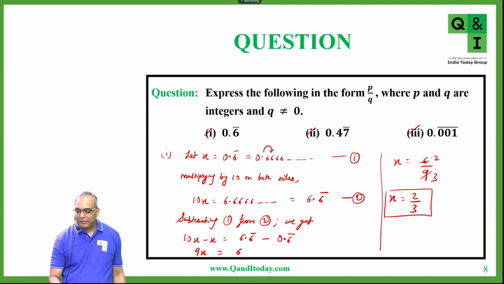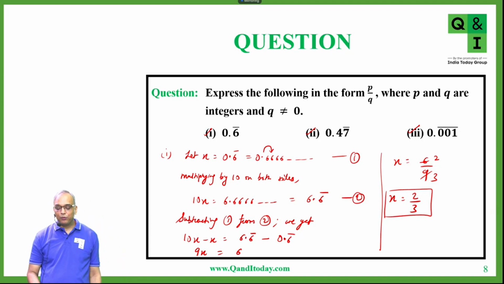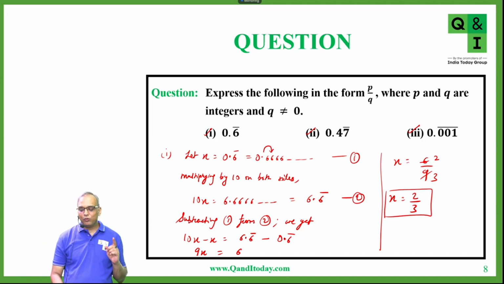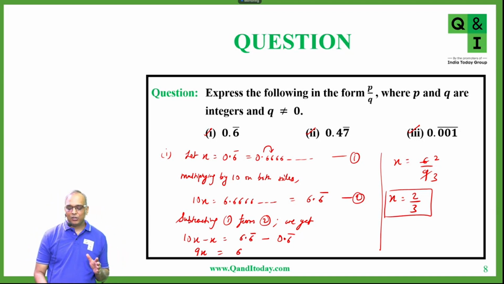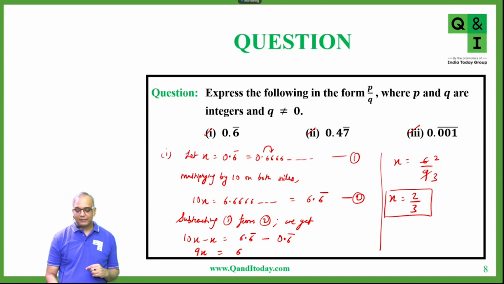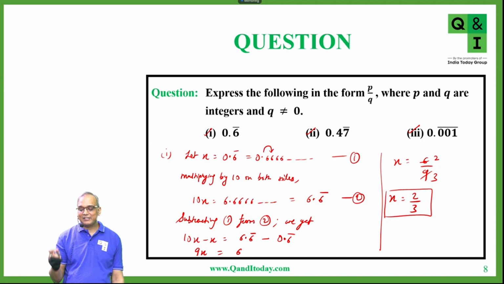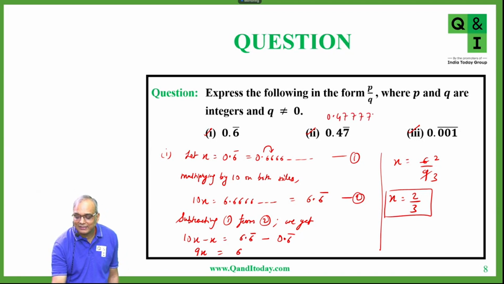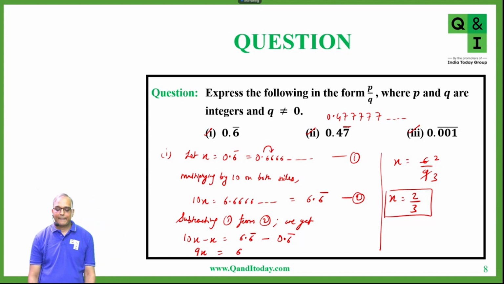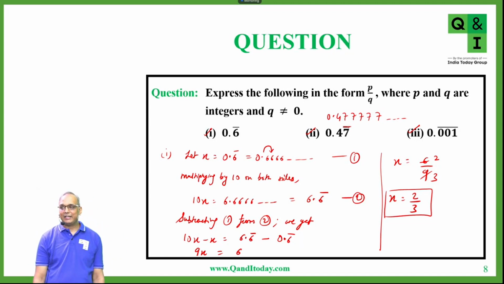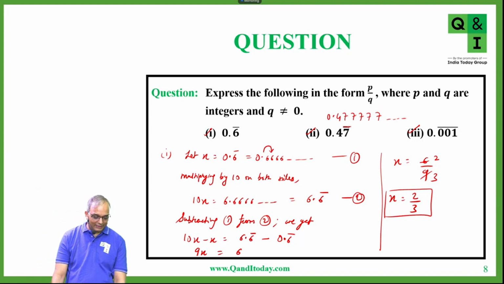Students, can you attempt this second one? 0.4 and the bar is only over 7, not on the whole thing. Only 7 is repeating. So this is actually 0.4 and then 7, 7, 7, 7 and so on. Only 7 is repeating, right? The bar is only over 7. Please try the second one on your own and let me know the answer.